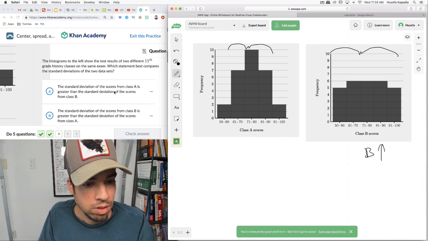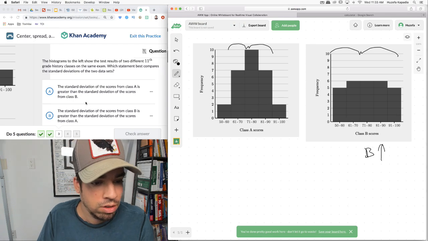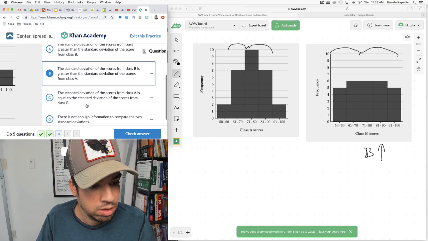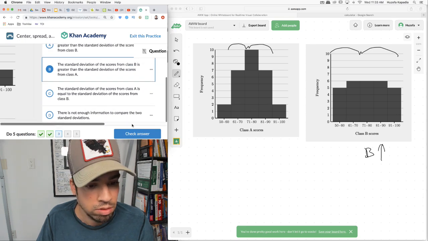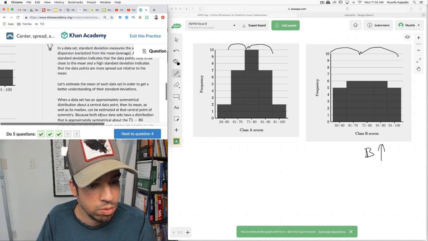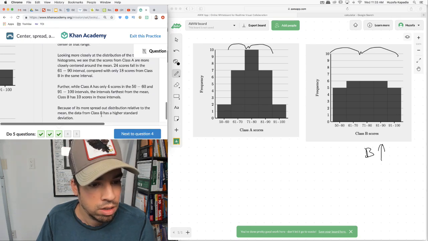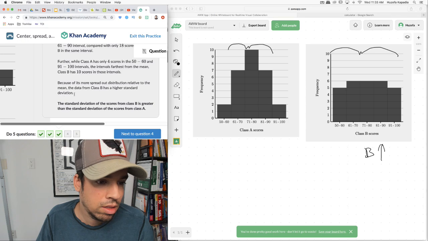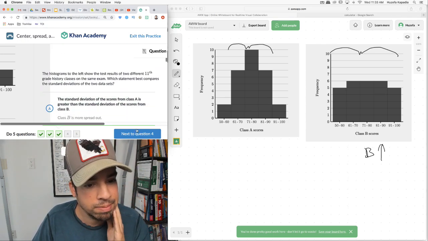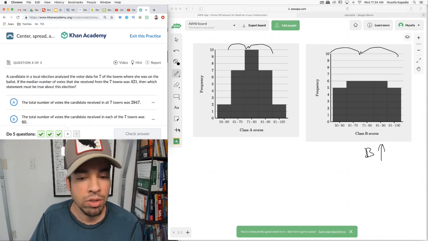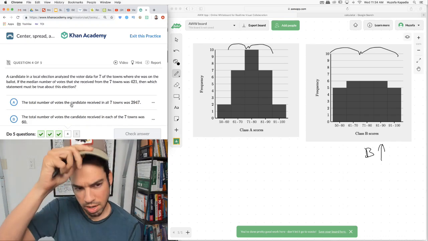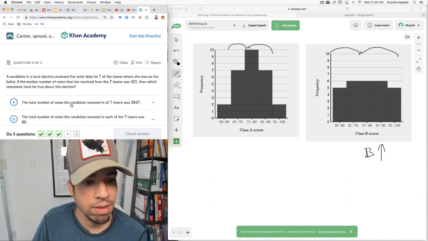Done. Standard deviation of the scores from class B is greater. They're not equal. I'd say B is greater. Boom. I don't even know what it says, but yeah, that's it. Look, because it's a more spread out distribution relative to the mean. That's basically it.